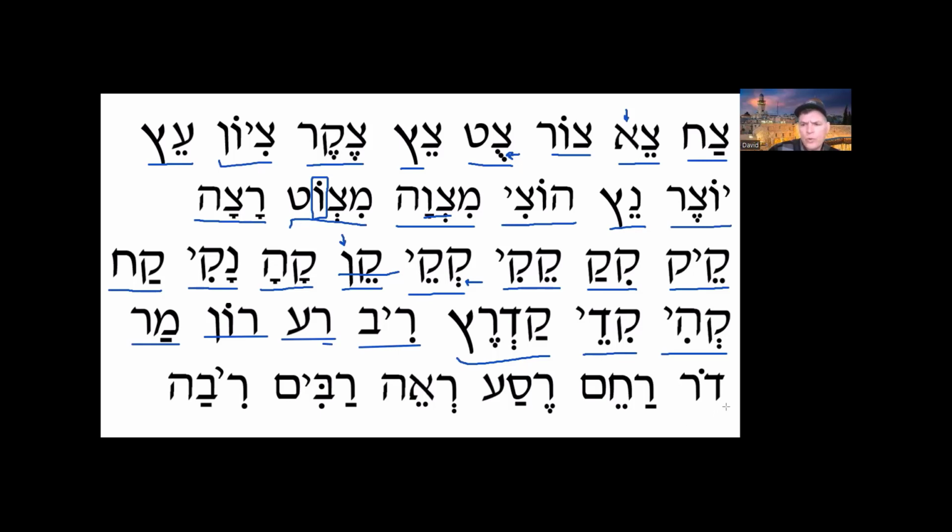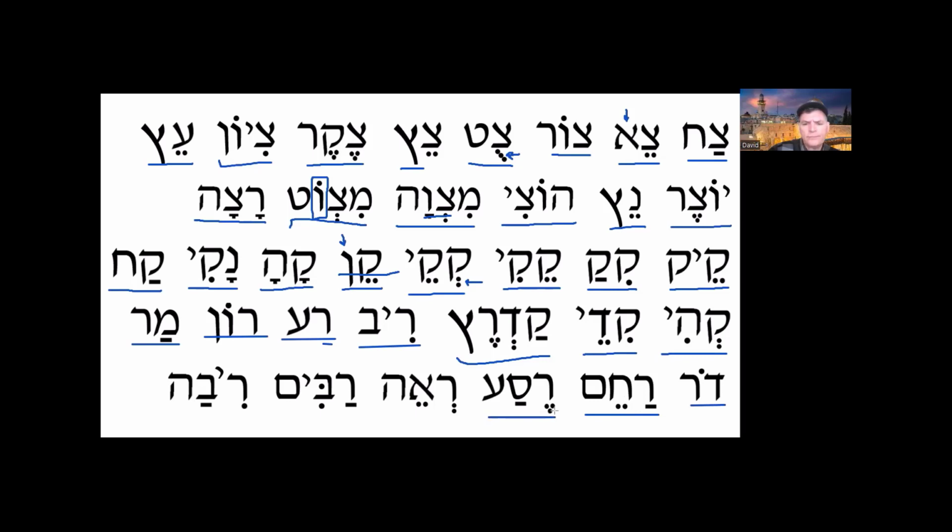Next line. Dor. Dor is the Hebrew word for a generation. So there's an expression in Judaism, dor lador. That means from generation to generation. Dor lador. Rachem. Word for mercy. Rachem meaning womb. Rachem, mercy.